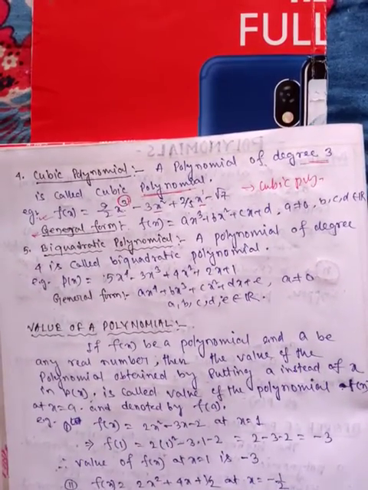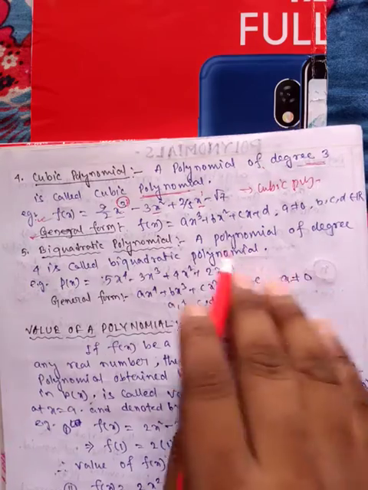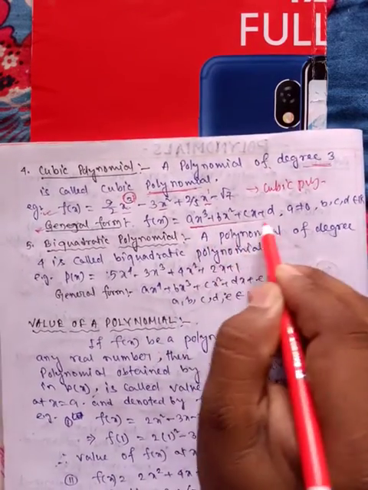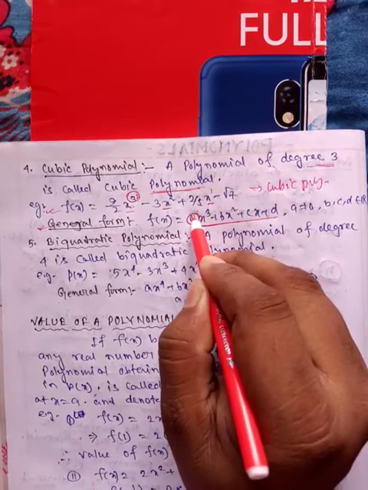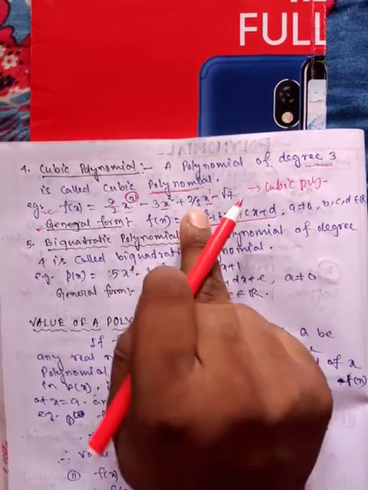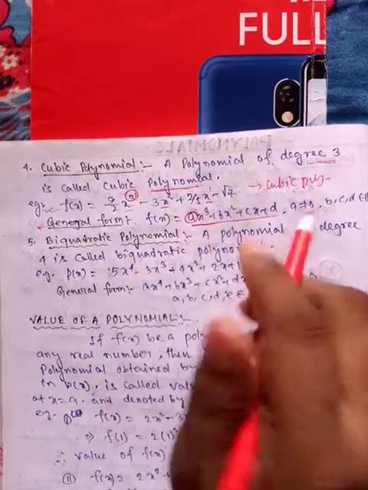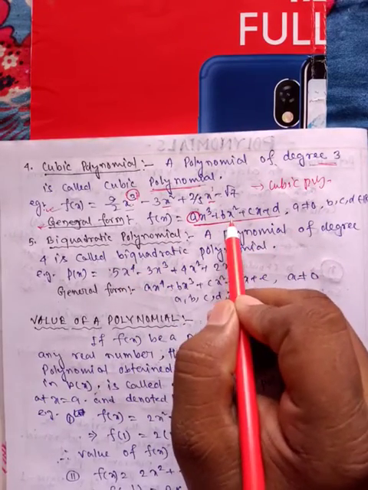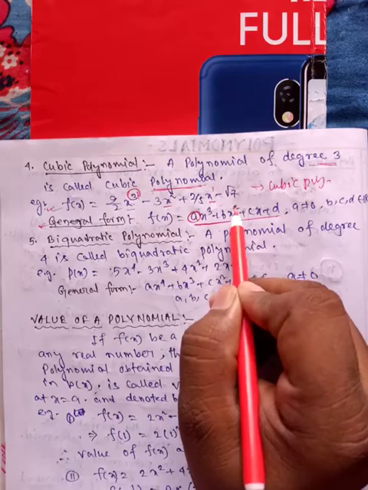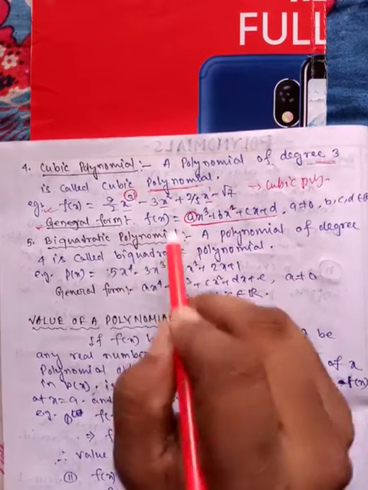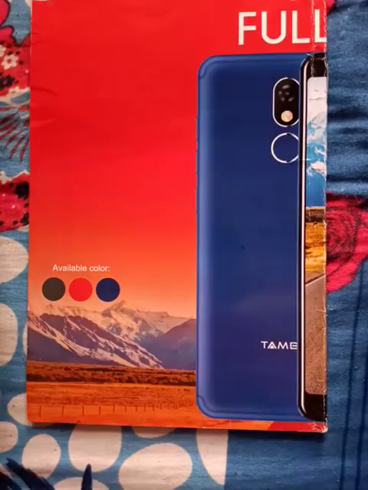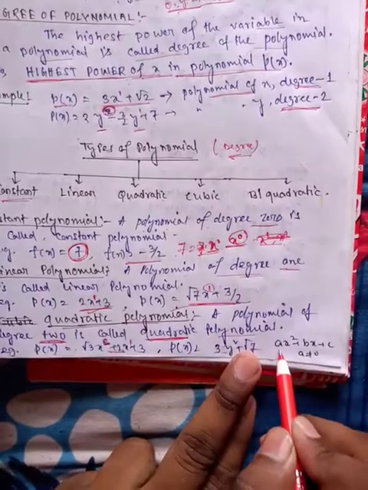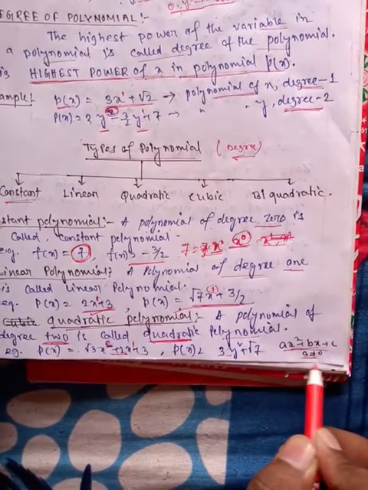And you can write the general form of the cubic polynomial as ax cube plus bx square plus cx plus d, where a, b, c are constants, a not equal to 0. Why a not equal to 0? Because if a equals 0, then this term will be missing. At that time the polynomial degree would be 2. But it is a cubic polynomial, so a is never 0. And for the quadratic polynomial, the general form is ax square plus bx plus c, where a not equal to 0.